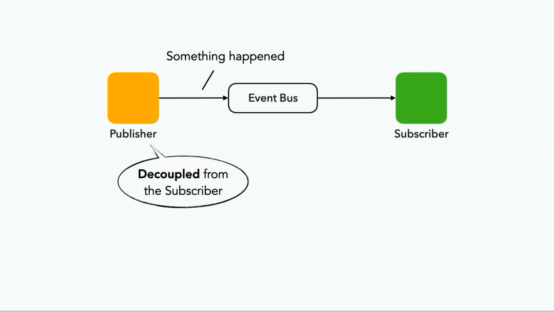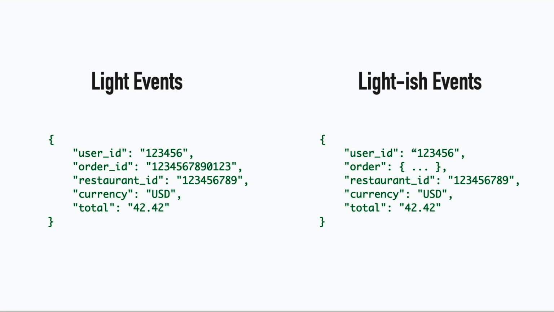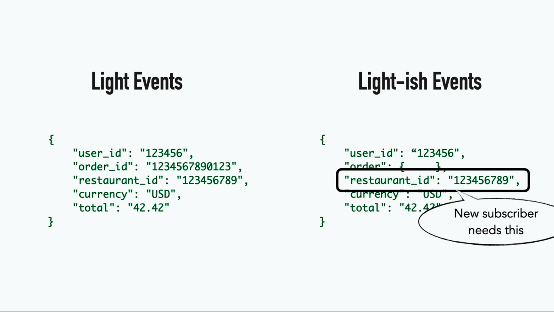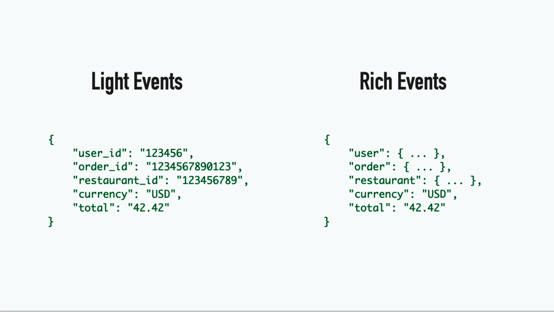But wait, as an event publisher, I don't know and I shouldn't have to care who is listening to the event, because events are not targeted at anyone in particular. And even if you satisfy all the subscribers you have today by expanding the order ID into a fully fledged order object, a new subscriber might come along tomorrow and need you to expand the restaurant ID as well. And eventually, you just end up having rich events.